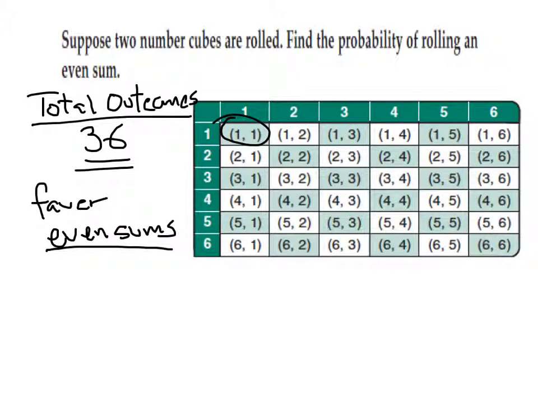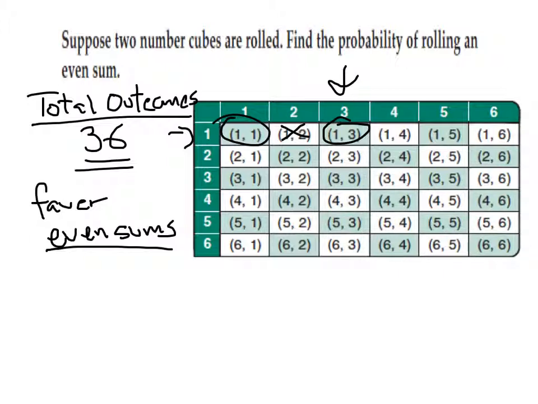Let's look at our first one, 1 and 1. If I added 1 plus 1, I get 2, so that's an even number. And I would go through and do something like 1 and 2 on the dice. 1 plus 2 is 3. That doesn't work. Let's try the next one. If I rolled a 1 and a 3, 1 plus 3 is 4. That's even, so I'm going to keep that.